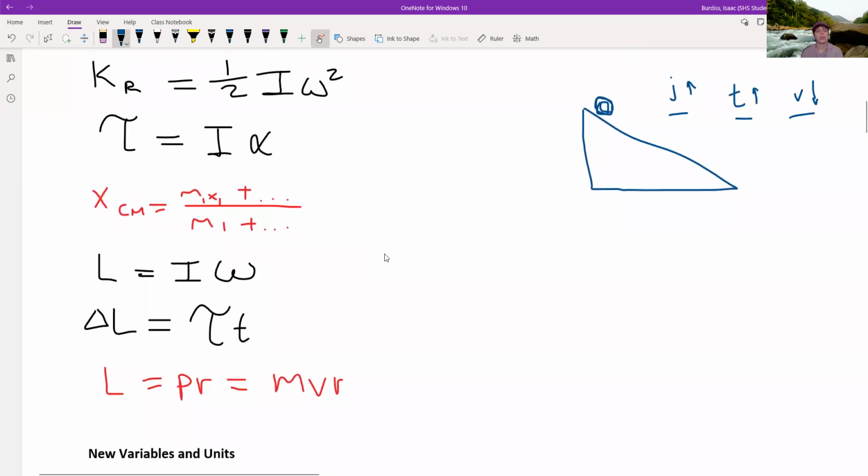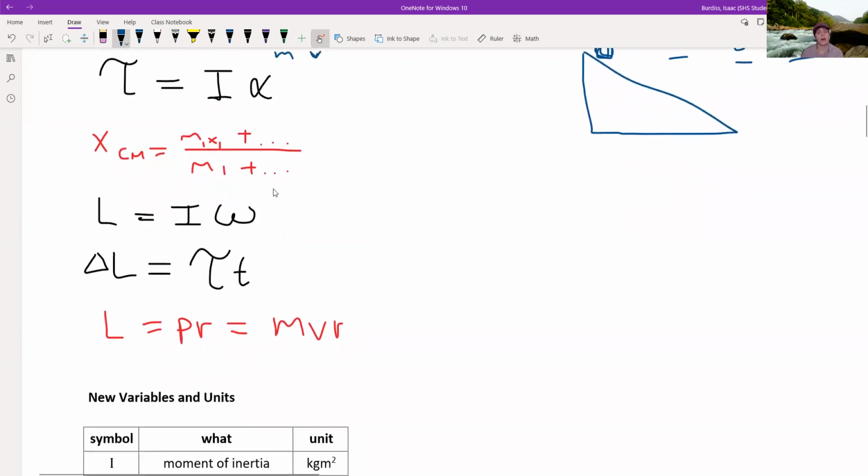Then we have rotational kinetic energy, which is 1/2 times I times W squared. Those are like the 1/2 m v squared if you change that to linear things, and that makes sense. Then torque is I times angular acceleration. That's kind of like F equals ma, force equals mass times acceleration.